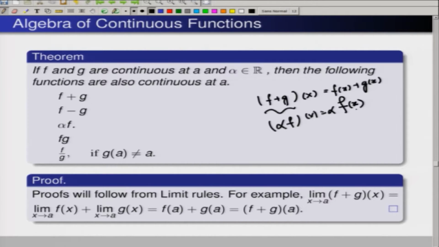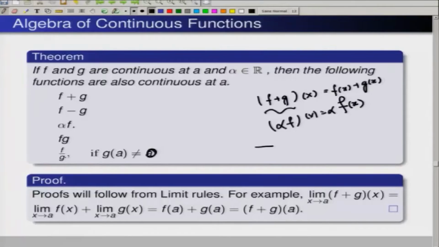Now, f by g, if g of a is not equal to 0, then f by g is also continuous at a. Remember that if g of a is not equal to 0, that means we are going to get that the limit of g of x as x goes to a is equal to g of a. That means there is a neighborhood in which g is not going to be equal to 0.